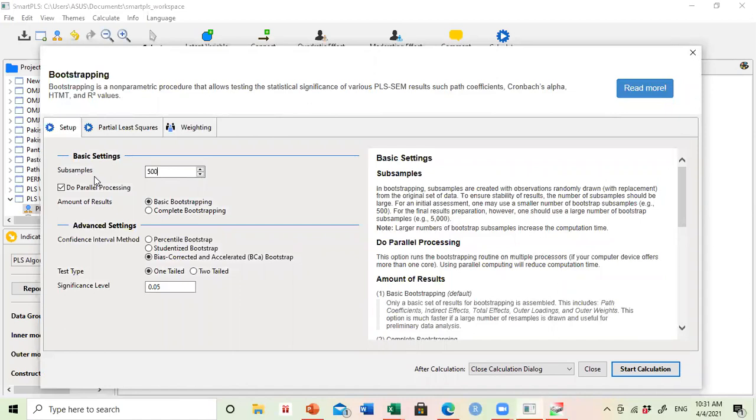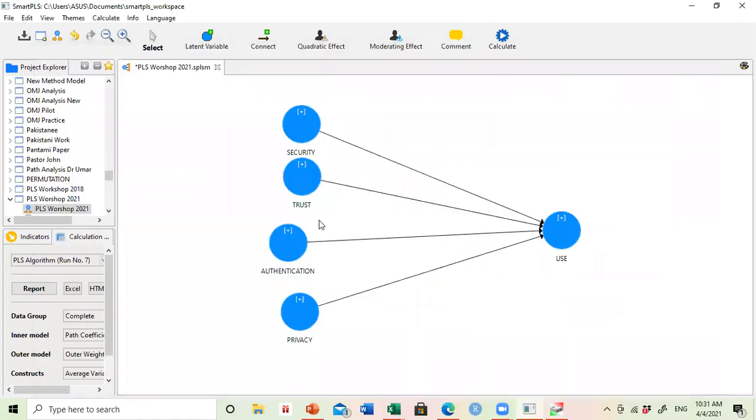You resample the data. You resample in the sense that you generate another sample using your data, not outside data. That is why it is not that haram as you may think. It's not unlawful as you think. Okay. So here, when you want to run it to see whether your relationship is significant or not, you now say calculate, bootstrapping.